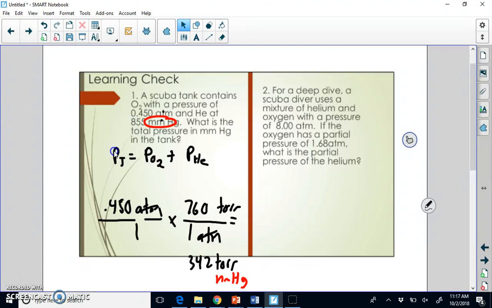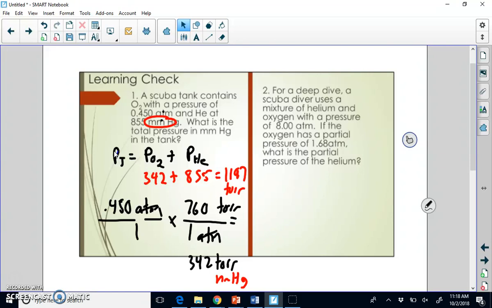So now we're going to add them together. This is the pressure of oxygen, plus the pressure of the helium, which is that, and I need a calculator to add them. So 342 plus 855, and we get 1197 torr. So simply, we're just applying the law that if you have two pressures of a gas, to get the total pressure, you add them. All right, let's go to the second problem.